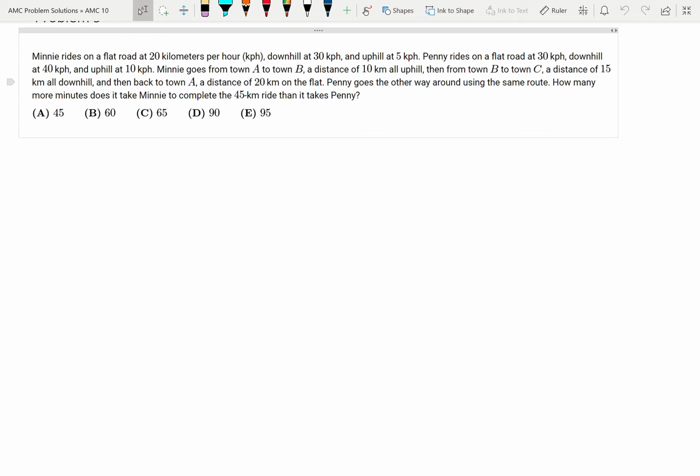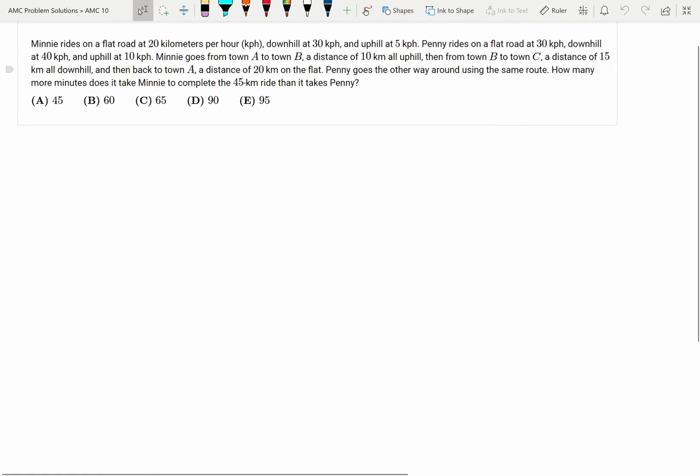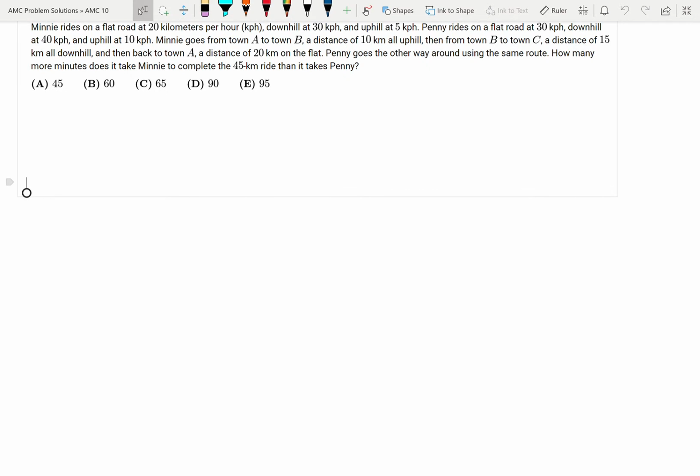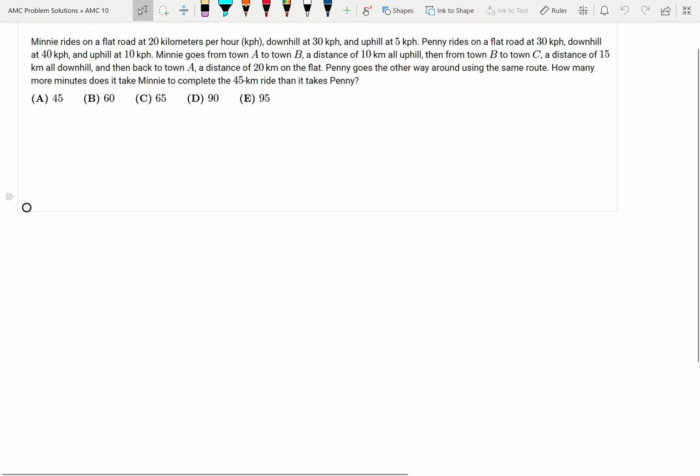Minnie goes from town A to town B, a distance of 10 kilometers all uphill, then from town B to town C, a distance of 5 kilometers all uphill, and then back to town A, a distance of 20 kilometers on the flat. Penny goes the other way around using the same route. How many more minutes does it take Minnie to complete the 45-kilometer ride?